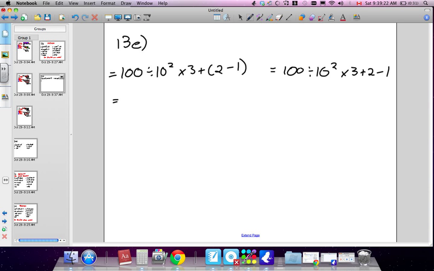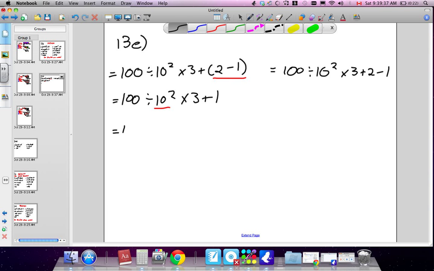Okay. This question, we'll go through the brackets first. So, according to BEDMAS, what do we do first? Brackets. So what does that become? 2 minus 1 is 1. 100 divided by 10 squared times 3 plus 1.